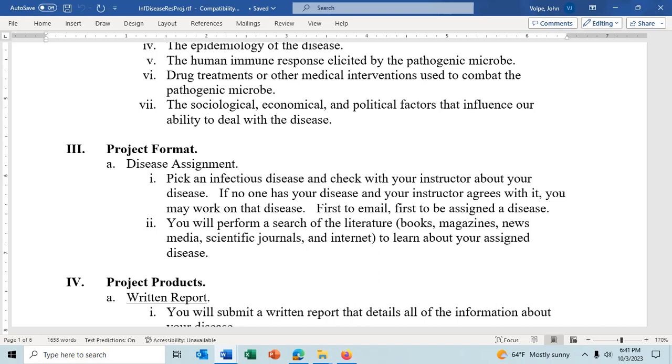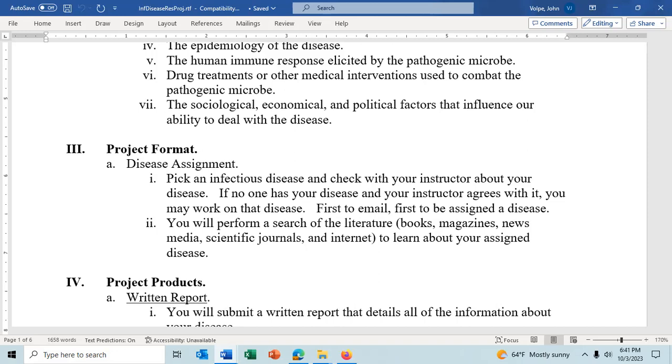So pick a disease, check with your instructor about whether it's okay, and I will require that everybody pick a different disease. Now I can break it up, like with influenza, I can break it up into influenza A, influenza B, influenza C. With HIV causing AIDS, there's HIV-1 and HIV-2, both of which cause AIDS. With the human cold, no one's ever done the human cold, but there are many different species of viruses that cause the human cold. Any question about any of that?